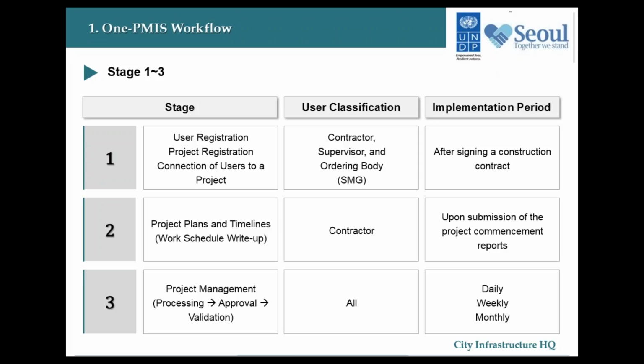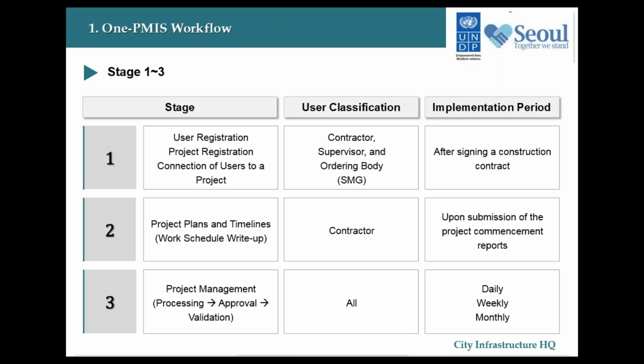Then the users of the PMIS enter additional information such as the project location on the GIS map, project objectives, construction overview, construction sizes, and so on. And then they will complete the registration. Afterwards, the system connects the new users to the projects. Then stage 2 is the project plans and the timelines. Basically, the contractors would register their project work schedule as approved by the managing officials of the Seoul government.